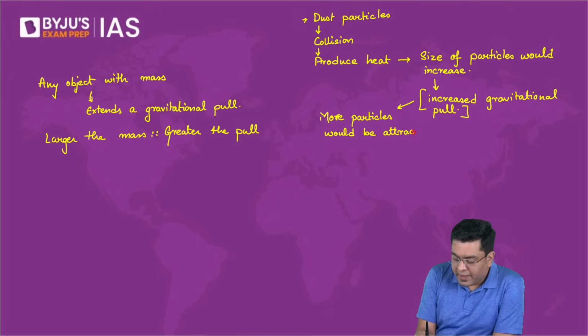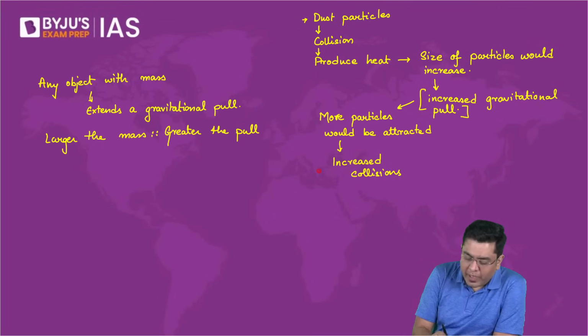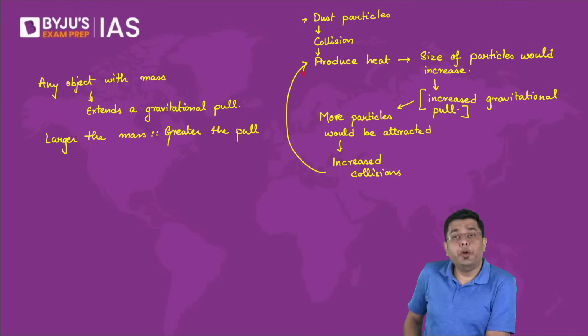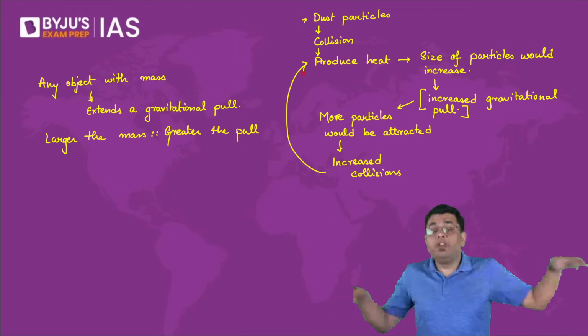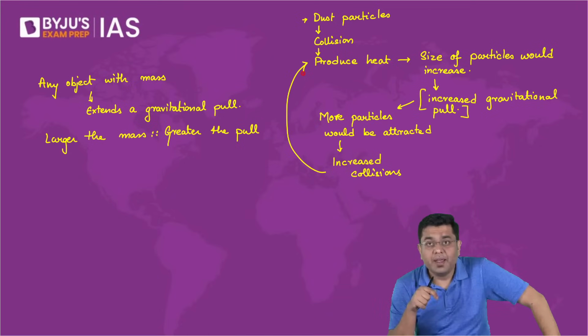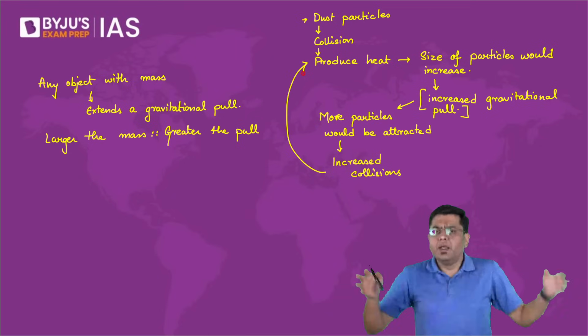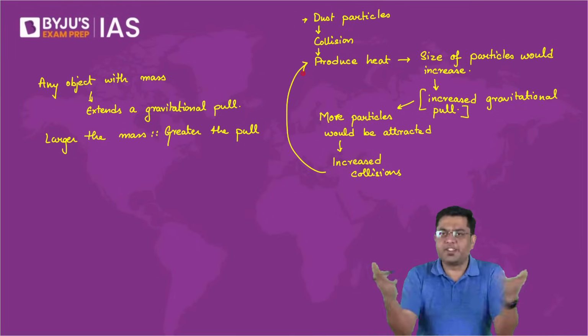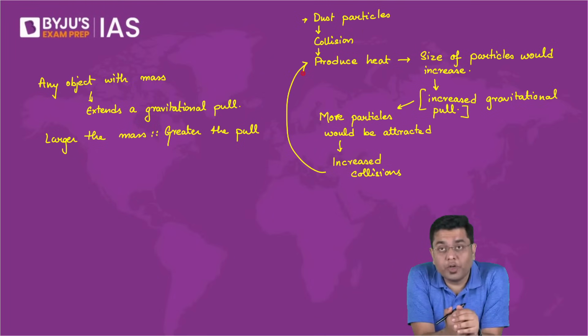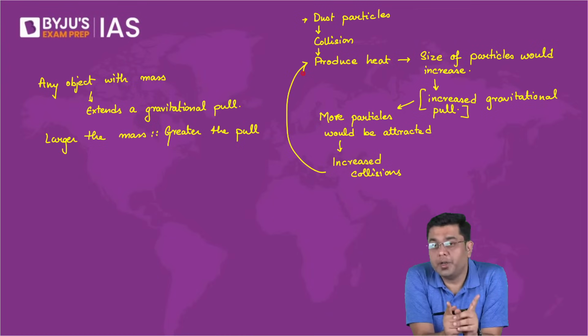And when more particles would be attracted, increased collisions. Now, with increased collisions, what would happen? Again, they would produce heat, and this cycle would continue. This cycle would continue in various places across the solar system. And that is how, slowly and steadily, these trillions and trillions of dust particles were consumed by these collisions. With every collision, enough heat would be produced.